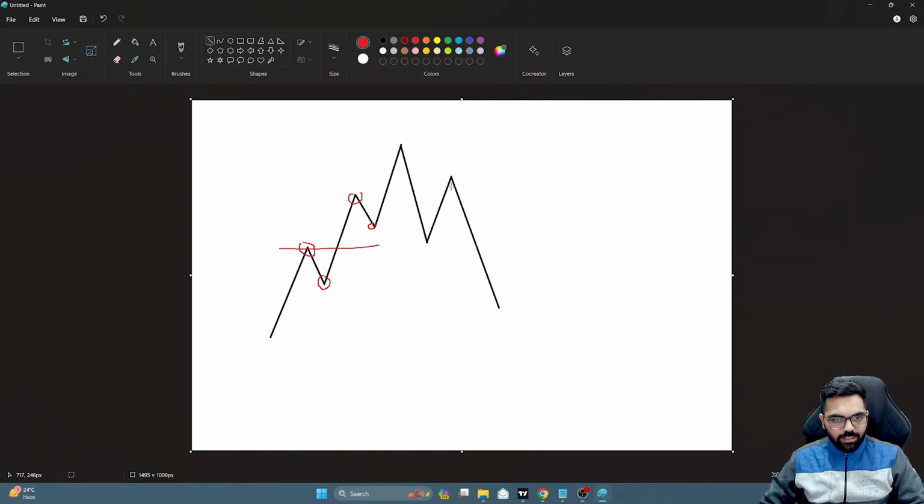Conversely, when the trend is down, you would see the market making a high that is lower than the previous high and then making a new low that is lower than the previous low. So let me draw one more trend here. If the trend is down, each peak will be lower than the previous peak and each low will be lower than the previous low.